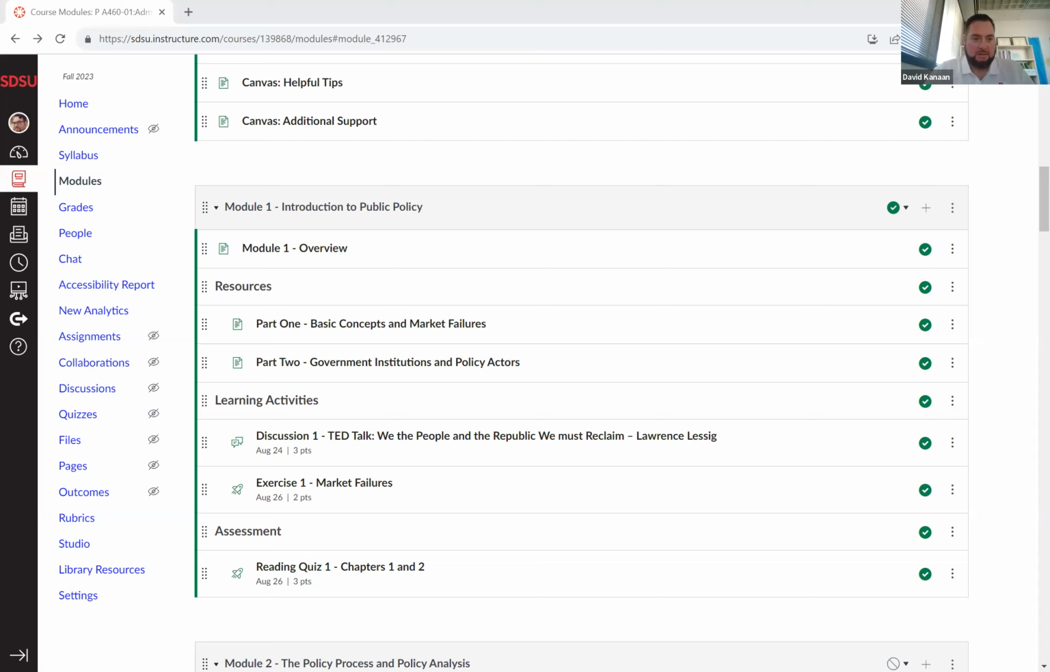You have module 1. Module 2 looks very similar to module 1. And module 3. And it gets different by module 4 because you have an exam. So you have a study guide, a discussion, and exam only. You don't have the chapter quizzes or an exercise. Then we get to the second part of the semester.